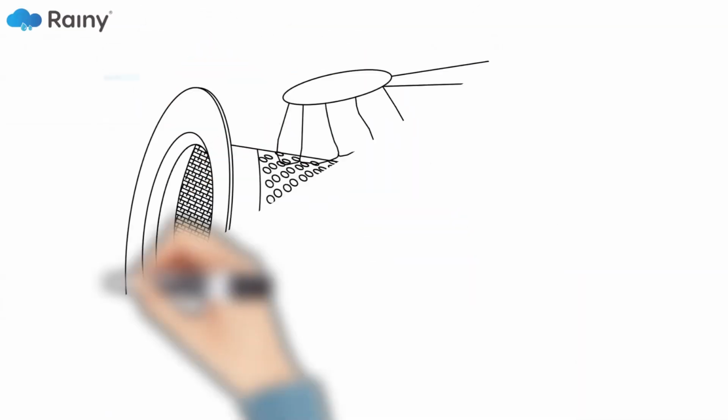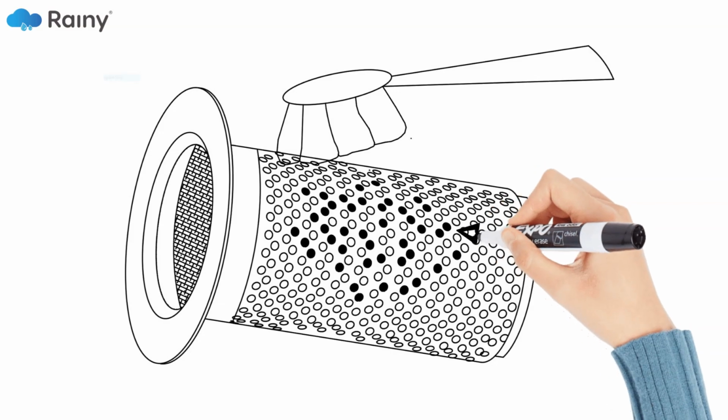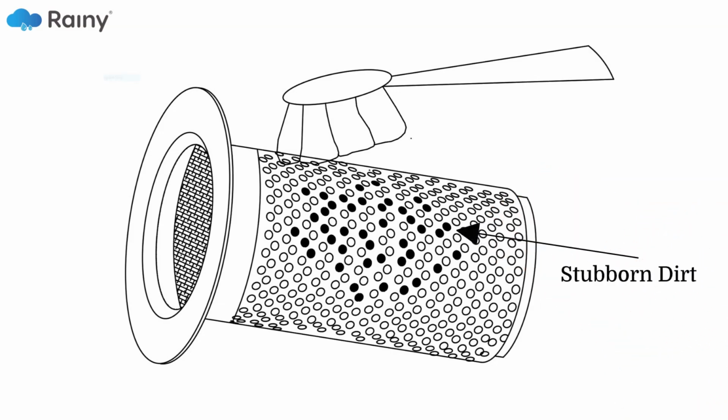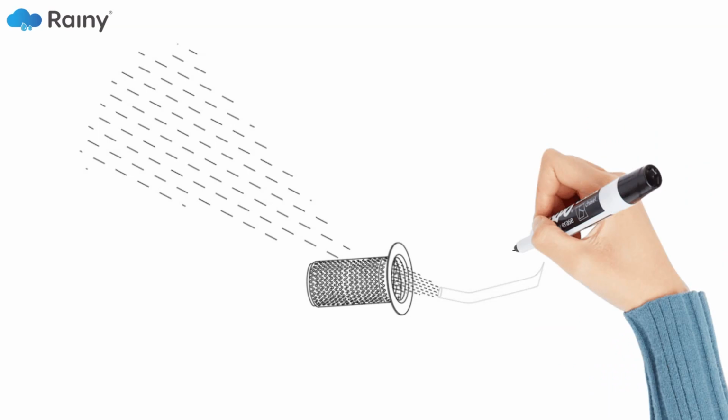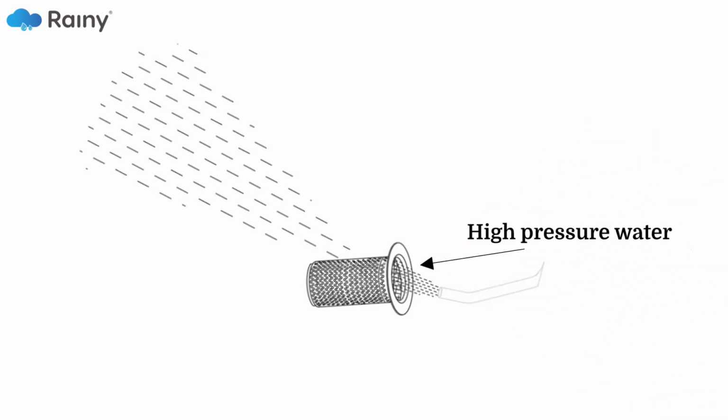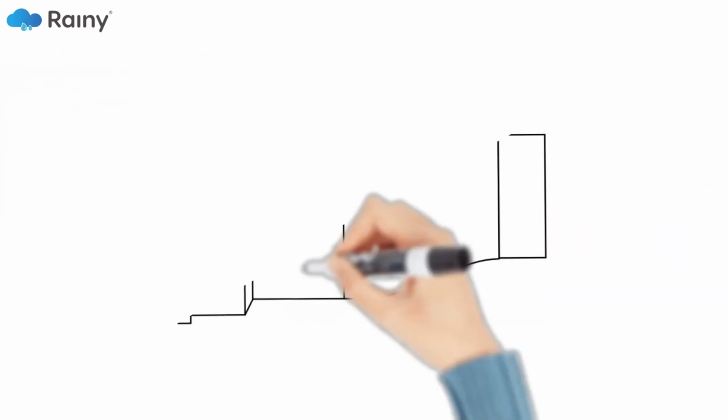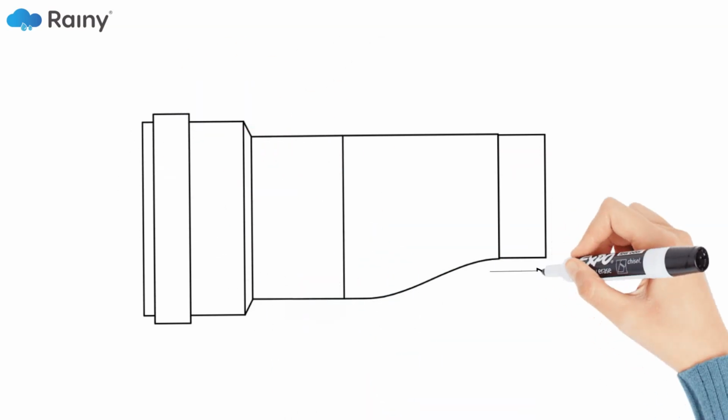Despite cleaning with a brush, if the stubborn dirt is not washed off, then the filter element must be cleaned with a high-pressure water wash. While installing the eccentric reducer, ensure the top sign is facing upwards.